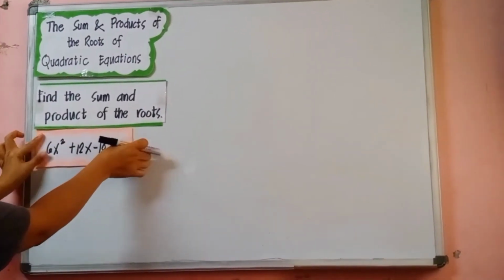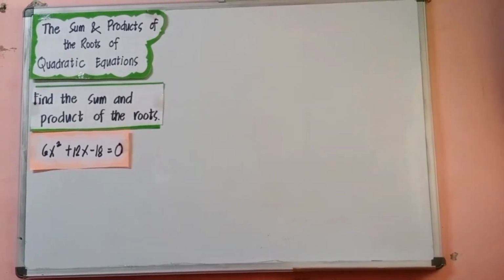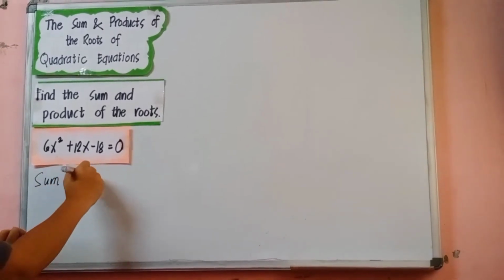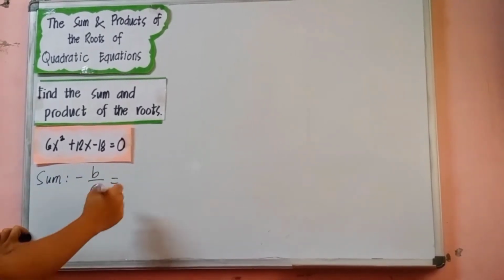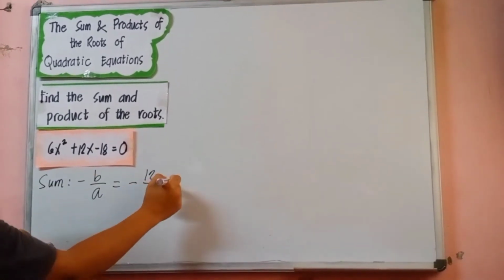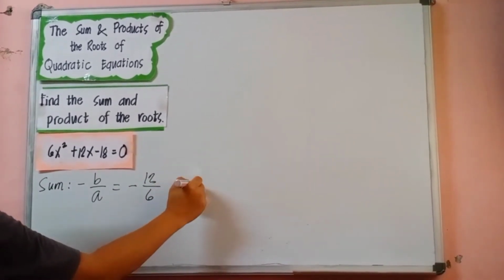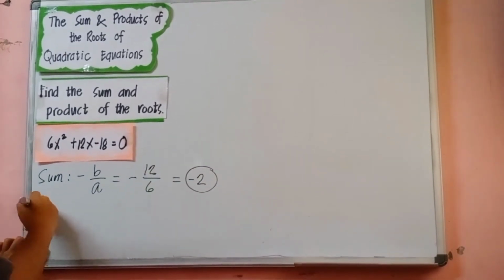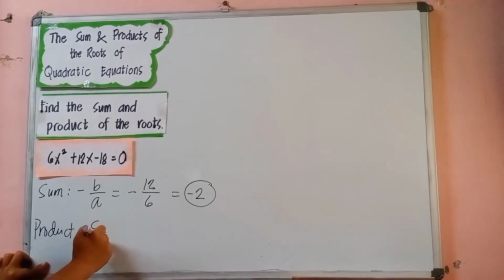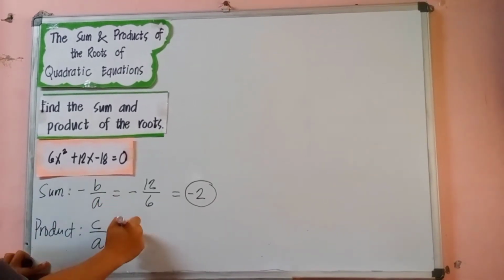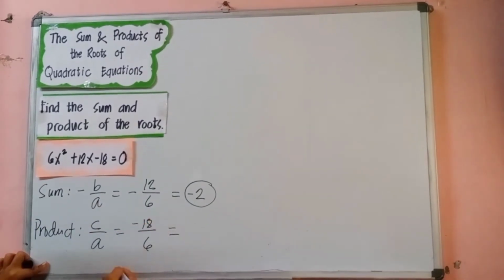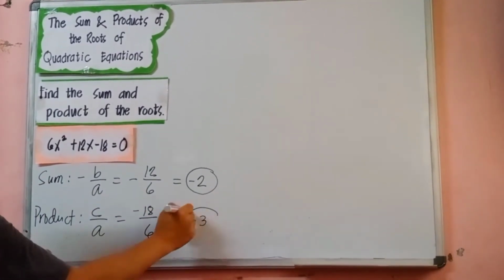Another example is 6x squared plus 12x minus 18. To get the sum of the roots, we will use negative b over a. And b here is 12, so that's negative 12 over a, which is 6. Now, negative 12 divided by 6 is negative 2. That's for the sum. For the product of the roots, it is equal to c divided by a, so we have negative 18 for c, and 6 for a, so negative 18 divided by 6 is negative 3.